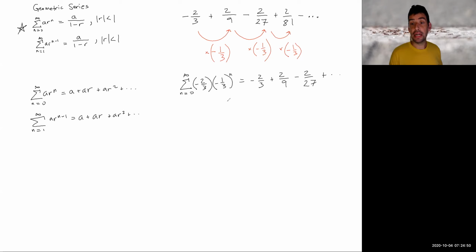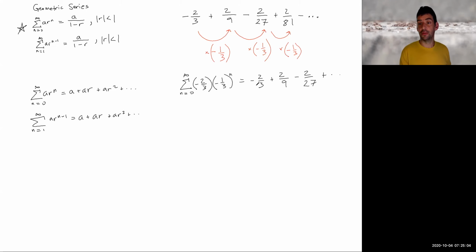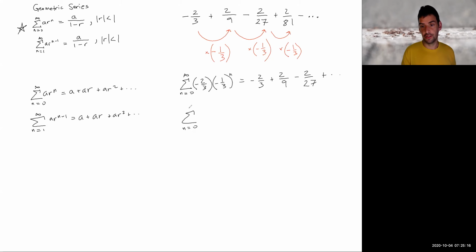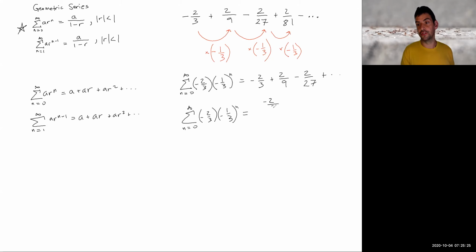And so with that in mind, now we know that we can use this formula. Remember, this formula works as long as the ratio is less than 1 in absolute value. So between -1 and 1, this series will converge, otherwise it diverges. So this one, our common ratio is -1/3, which is certainly less than 1 in absolute value, or between -1 and 1. So that means the sum of this series is given by A, which we just said is -2/3, over 1 minus R, which is -1/3.